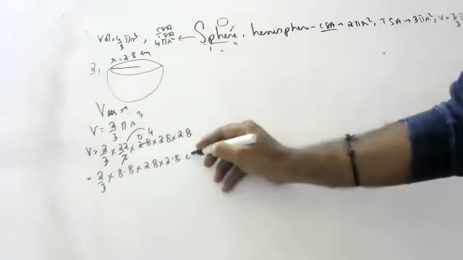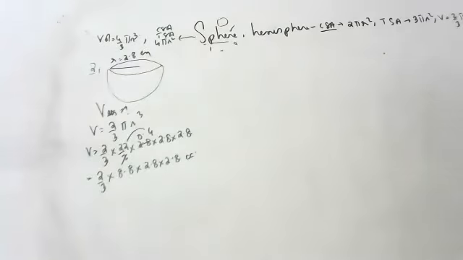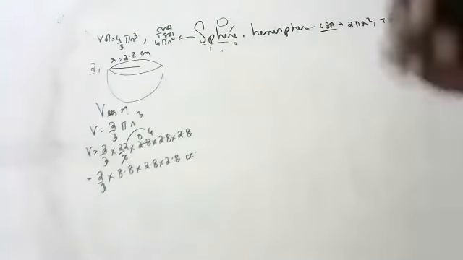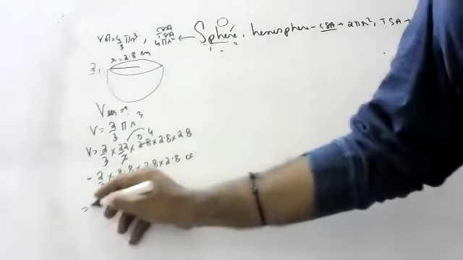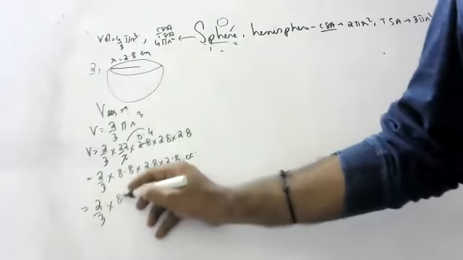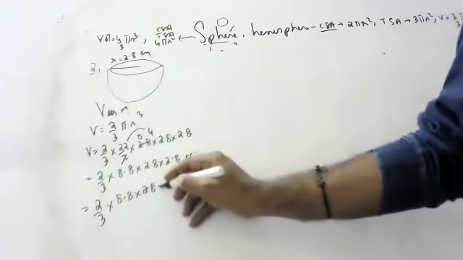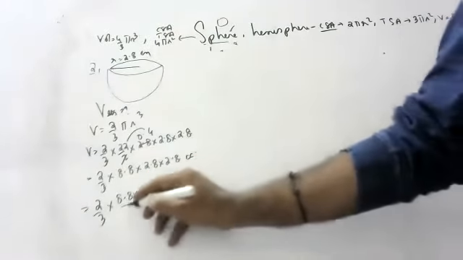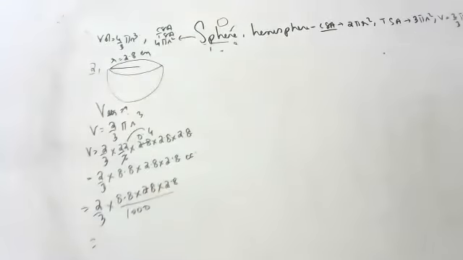This is in CC. How to convert CC to liters? Divide by 1000. Very good. CC to liters is by 1000. Very good, Neha. CC to liters is by 1000. So if you do by 1000, can anyone help me? What is the answer?